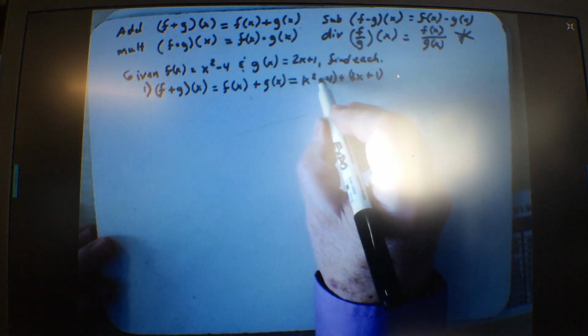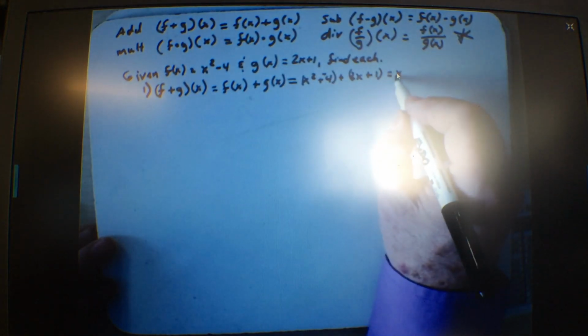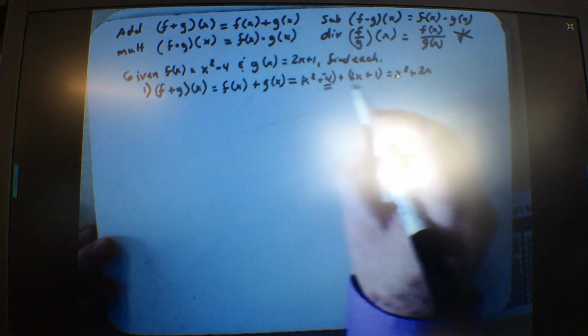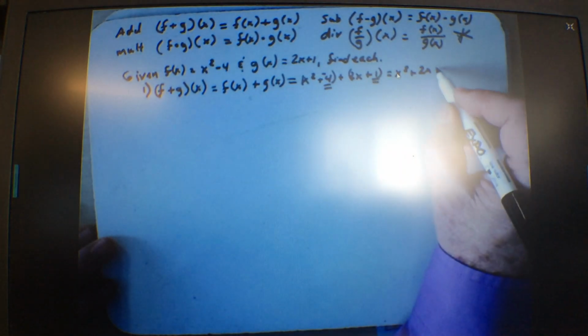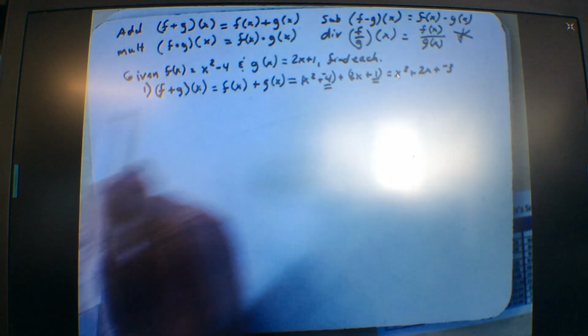Change all subtraction to addition and combine like terms, so I get x squared plus, and I'm going to put it in order, 2x, and then you see this negative 4 and this 1 are like terms, so plus a negative 3. So this is the addition of the two.